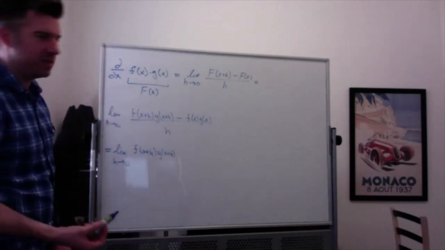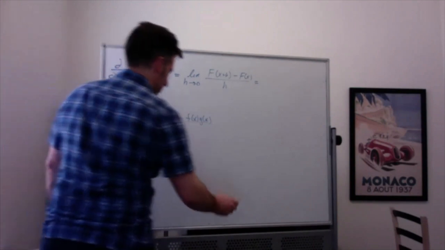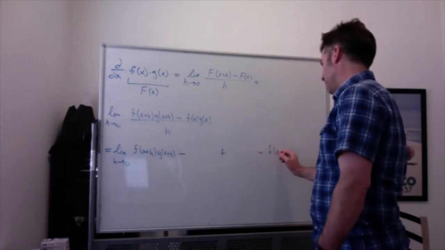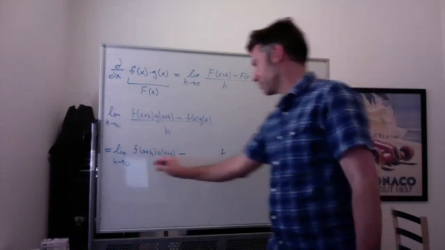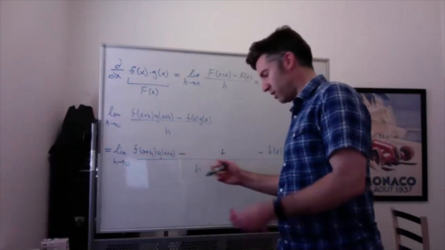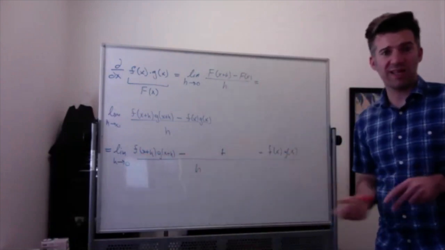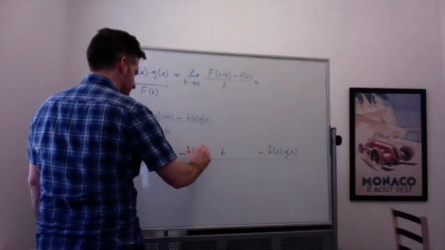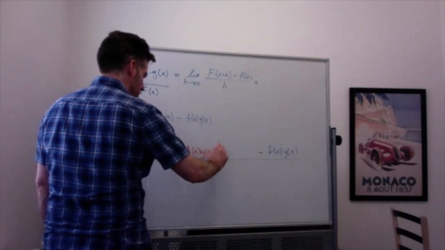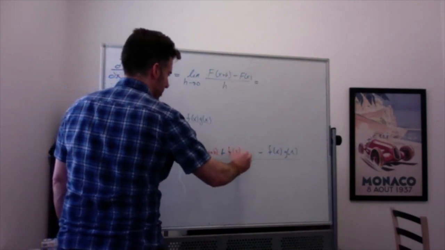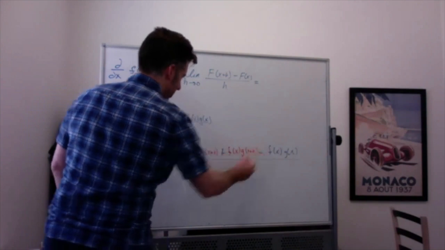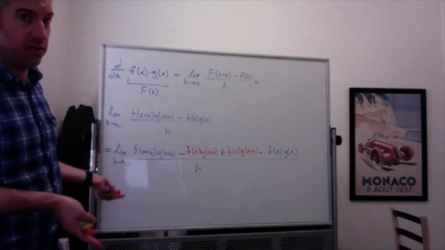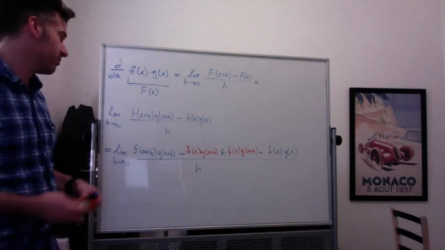So then I'm going to subtract something and add something in. So I'm going to subtract a thing, I'm going to add a thing, and I'm still going to have minus f of x times g of x. And the thing I'm going to subtract and add is the following. It's f of x times g of x plus h, and f of x times g of x plus h, right? We're totally allowed to add and subtract the same thing. I haven't changed anything at all. I've just changed how it looks.